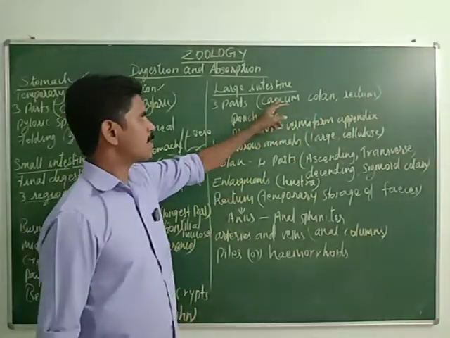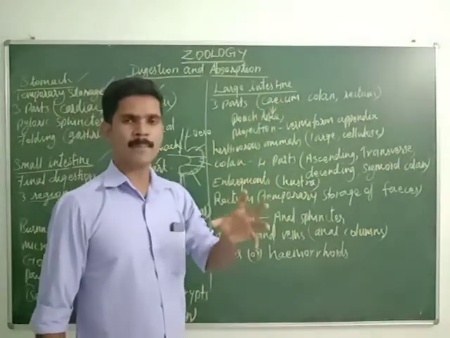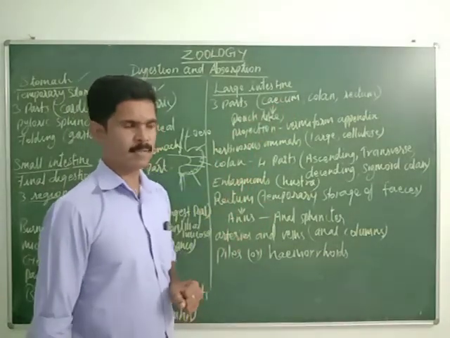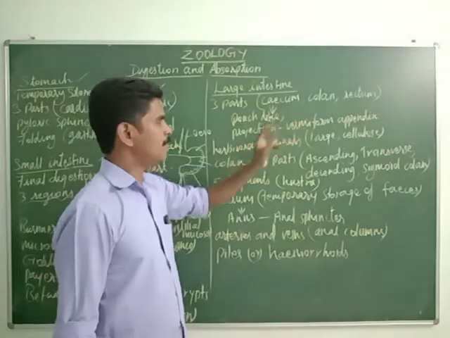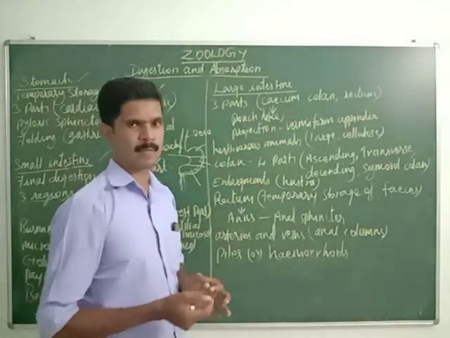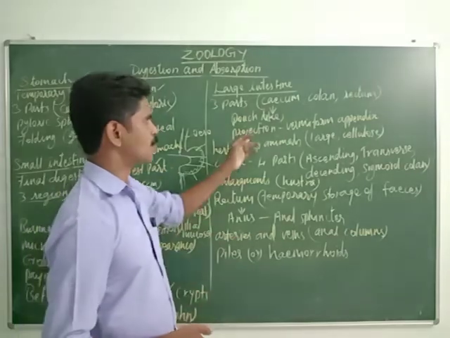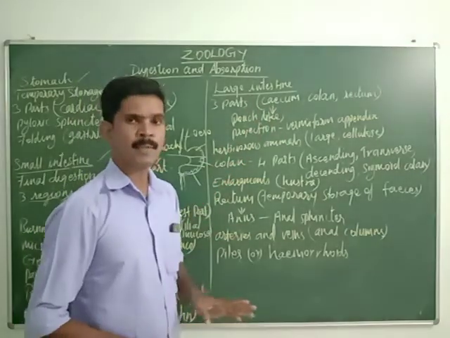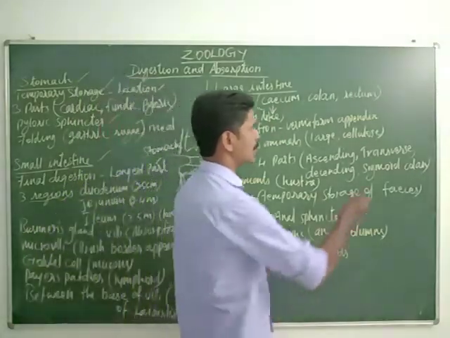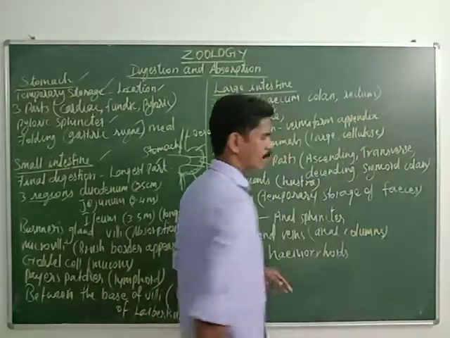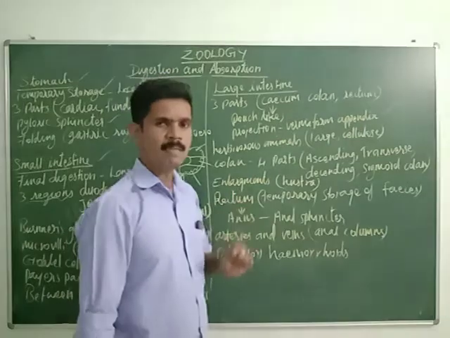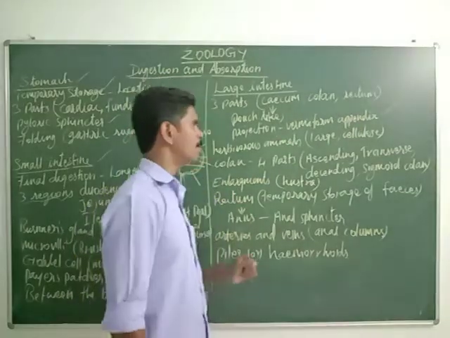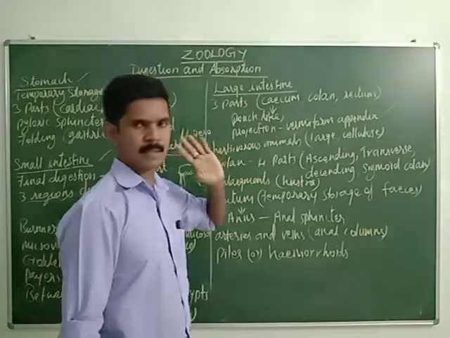See, this cecum actually looks like a pouch-like structure. And a small finger-like projection is also present in the cecum region. This finger-like projection is called the vermiform appendix. Okay, and this vermiform appendix is present in the cecum region.